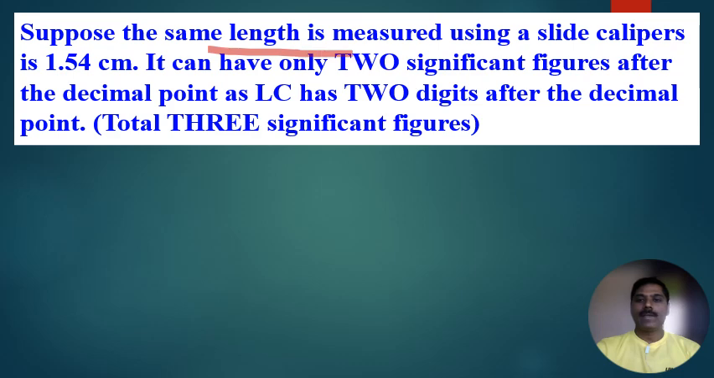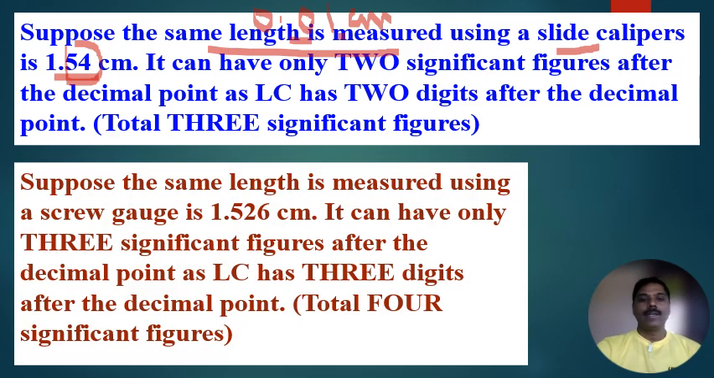Suppose the same length is measured using a slide calipers, whose least count is 0.01 centimeter. Therefore, the value that we measure can be expressed with 3 significant figures. That means only 2 significant figures after the decimal point, because the least count of the slide calipers is 0.01 centimeter. It is having 2 significant figures after the decimal point. Therefore, you have to take 1.54 only. One should not write it as 1.543546 like that.